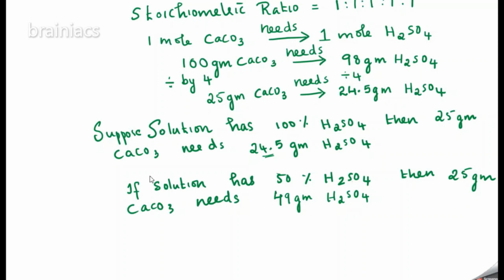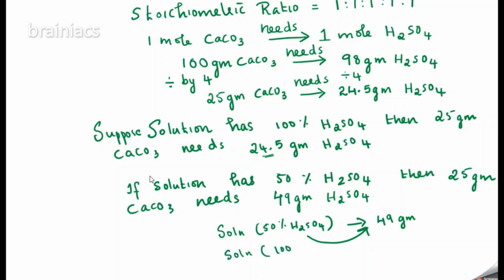Correct. So a solution which has 50 percentage only H2SO4, such a solution, how much you need to take? You need to take 49 gram. So if you take such a solution which has a mass of 49 gram, then that is equivalent to 24.5. But if the solution is 100 percentage H2SO4, then how much is only required? Then you require only 24.5 gram.